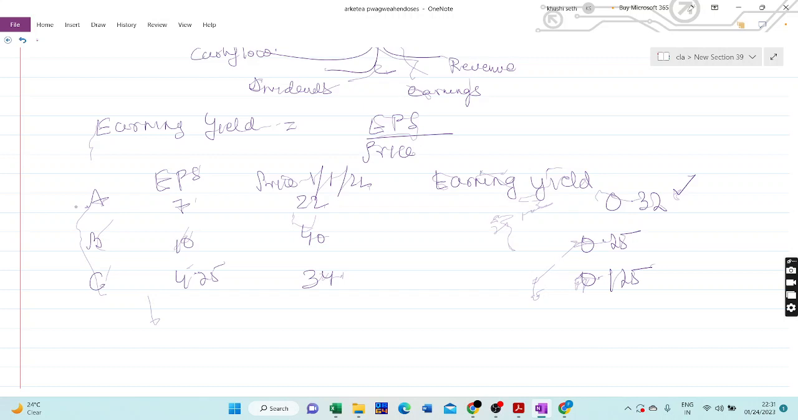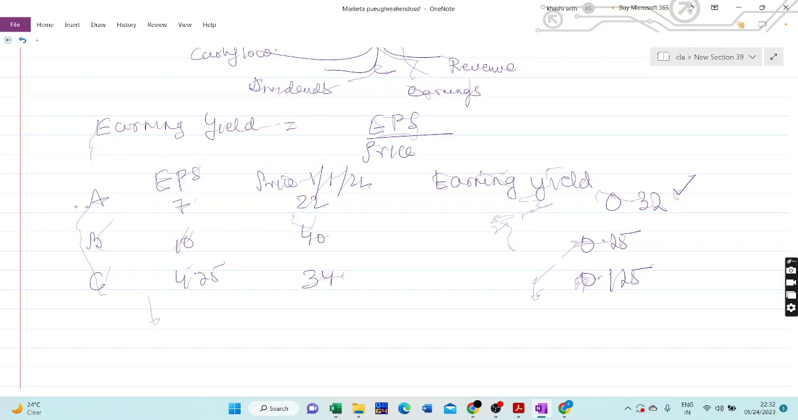Now, what is the interpretation of each of these earning yields? For $1 invested, you will earn 0.32. Yes. Every dollar invested in stock A generates approximately 32 cents in earnings. Every dollar invested in stock B generates approximately 25 cents in earnings. Every dollar invested in stock C generates approximately 12.5 cents in earnings, right? Guys, are we good with the intuition, the interpretation?